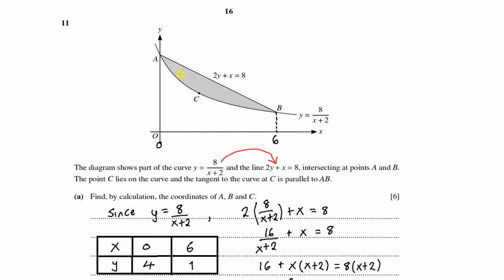So to get the volume generated when this region here is rotated through 360 degrees about the x-axis, I will first have to find the volume formed when the line 2y + x = 8 is rotated through 360 degrees. So I'll start by rotating this line, and then I'll subtract the rotation of the curve about the x-axis again.